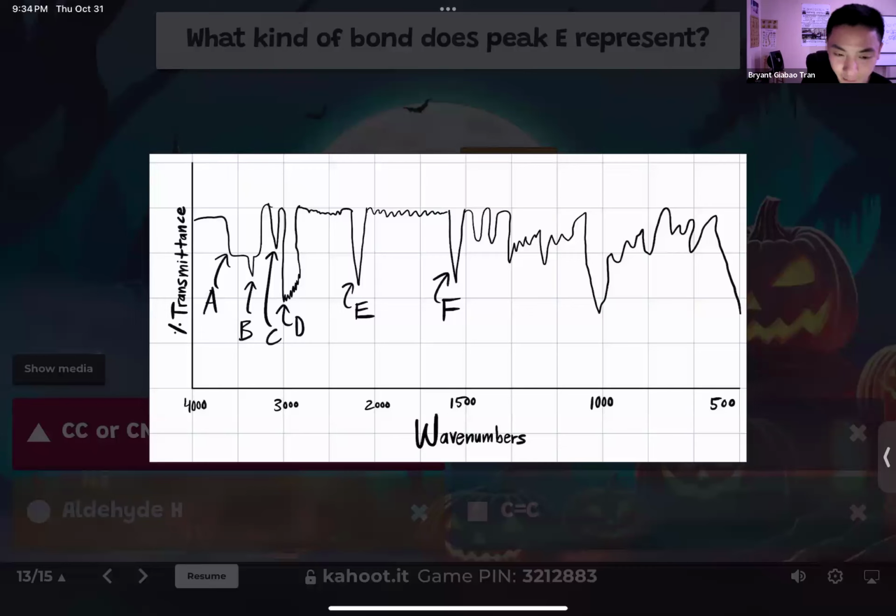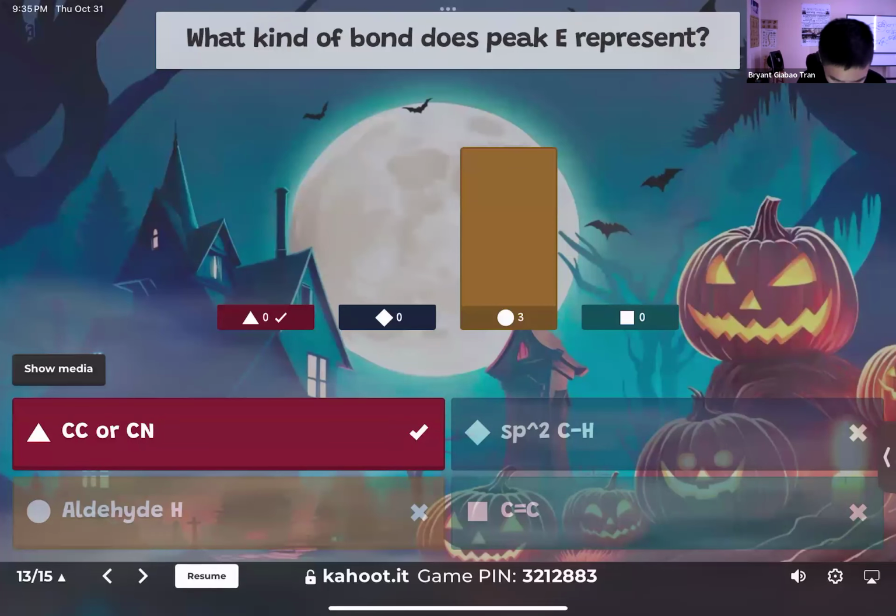So read the scale, and be careful of the scale of the IR as well. This one I hand drew, but the IR you get would be more clear, with a different kind of scale. Right.